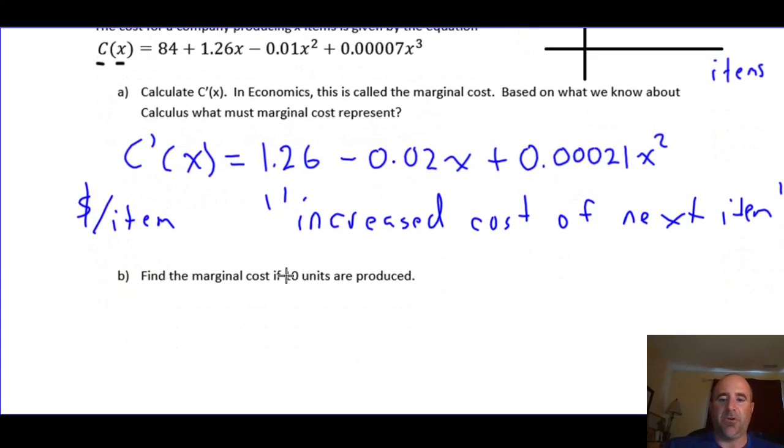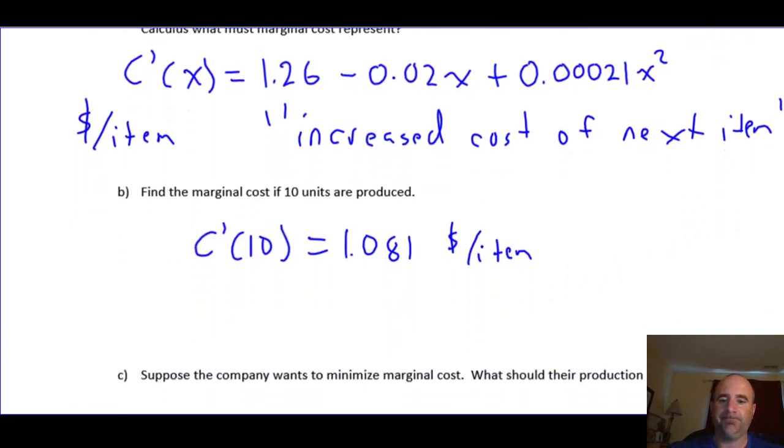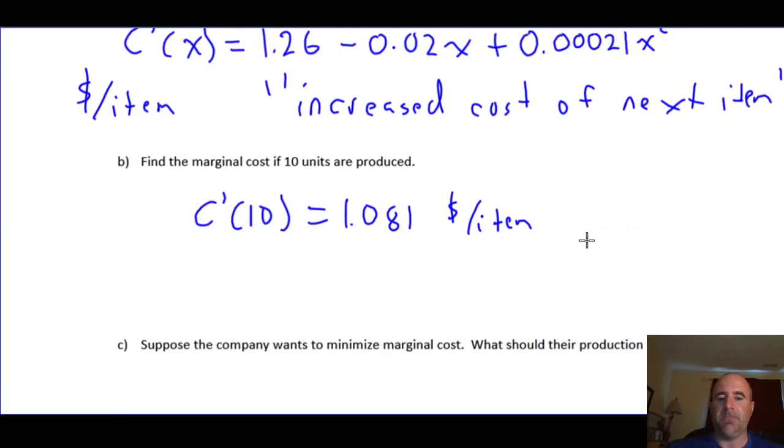And this says find the marginal cost if 10 units are produced. Well, that's just C prime of 10. If you do the math, you just plug it into this equation here, and I've got $1.081 per item. So that's the instantaneous, or increasing, cost if you go to produce the 10th item. You're looking at 1.081. Okay, suppose the company wants to minimize marginal cost. What should their production be?